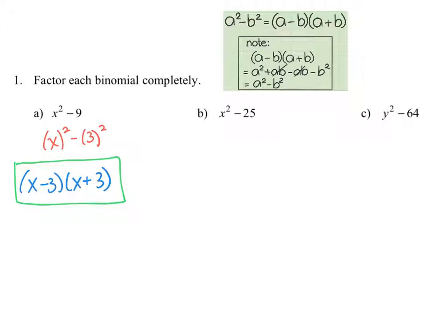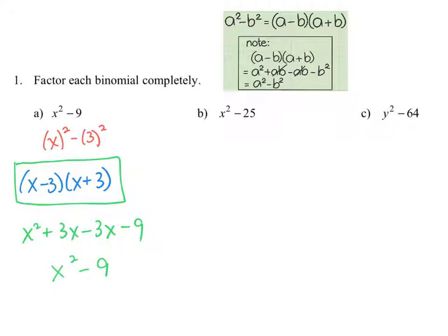You can always check your work by doing FOIL, where we multiply the first, the outer, the inner, and the last. So we have x squared plus 3x minus 3x minus 9, and that middle term simplifies so that we get x squared minus 9. In example B, we have x squared minus 25.